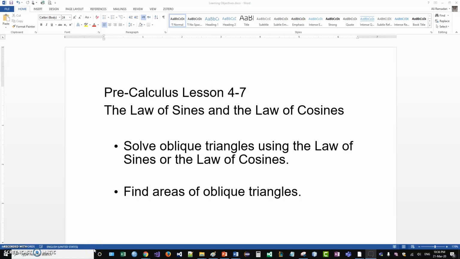Hi all, today we're doing pre-calculus lesson 4.7, the law of sines and the law of cosines. Learning objectives: solve oblique triangles using the law of sines or the law of cosines, and find areas of oblique triangles.